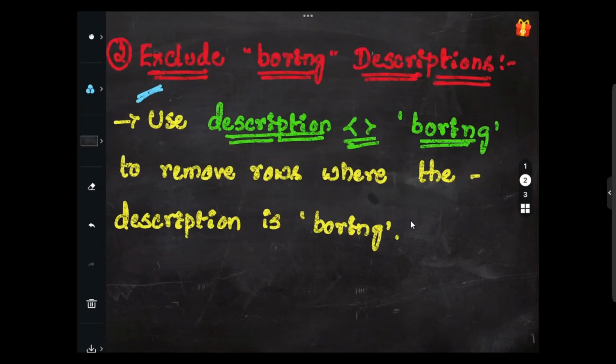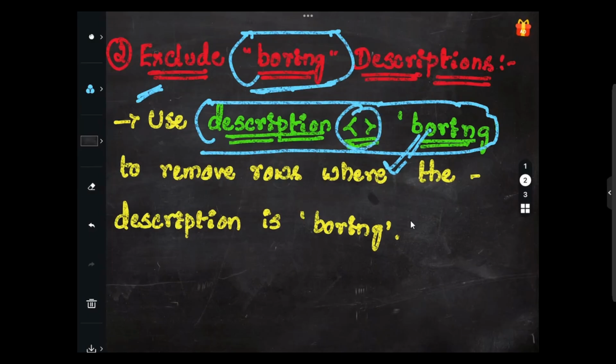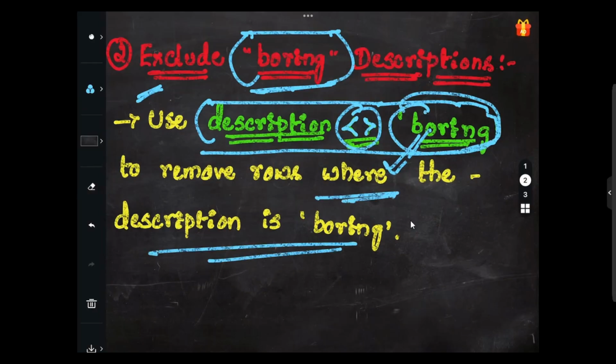The second one here is we will exclude the boring description. We have to exclude the boring description. So we will be making use of description, this keyword, and boring. This one is used to exclude. Description will go with this one because we have to exclude if the description contains the boring keyword. So we will use description, this one, boring, to remove the rows where the description is boring. I hope this is clear.